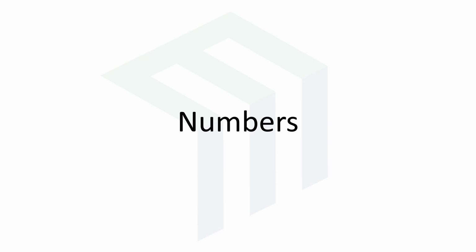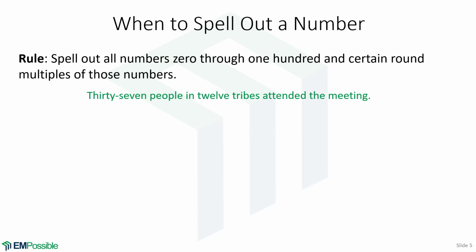Numbers. The first thing we should talk about is a decision on when to spell out a number versus when to write it with its number digits. The rule in the Chicago Manual of Style is to spell out all numbers 0 to 100 and then certain round multiples of those numbers. So for example, 500 would be written out. An example sentence here: thirty-seven people in 12 tribes attended the meeting. All of these numbers were spelled out because they were 100 or less.